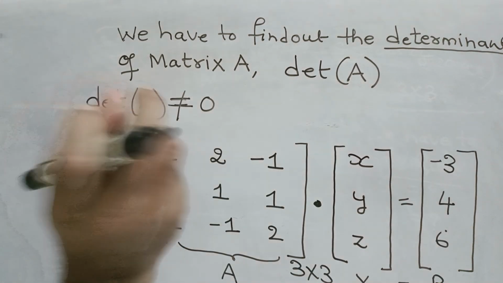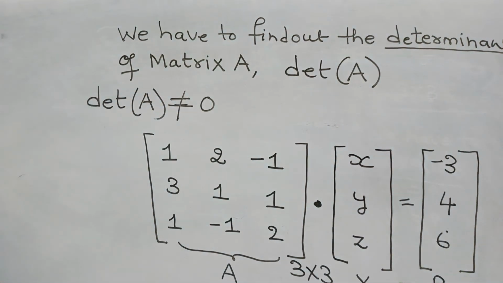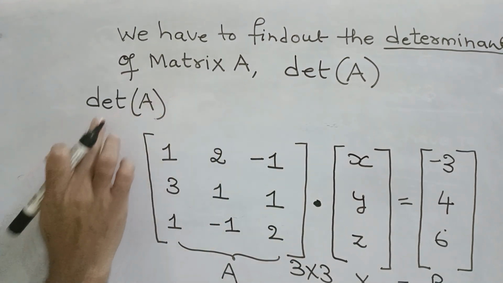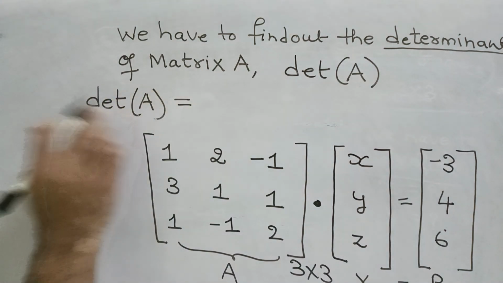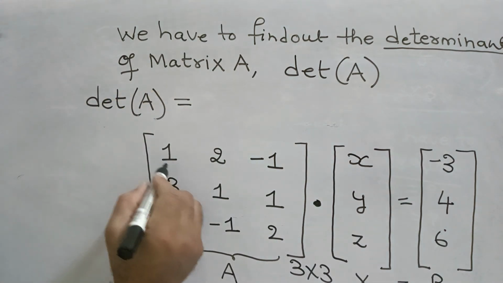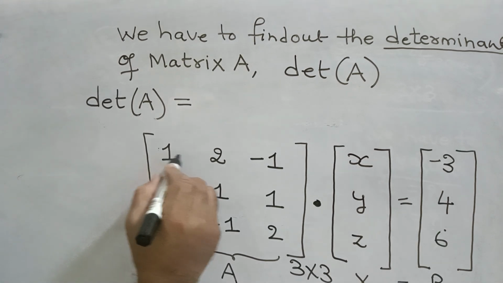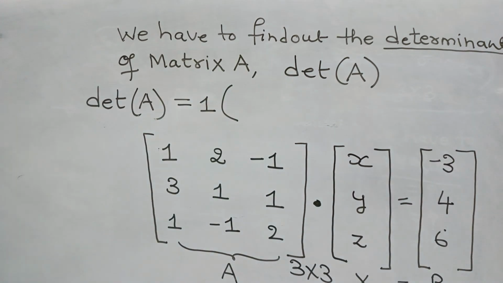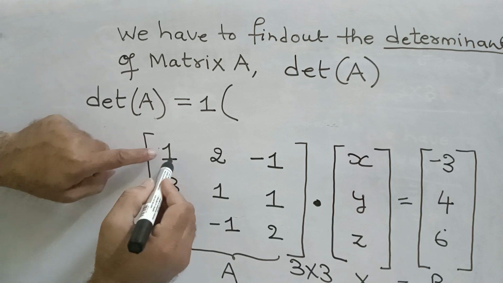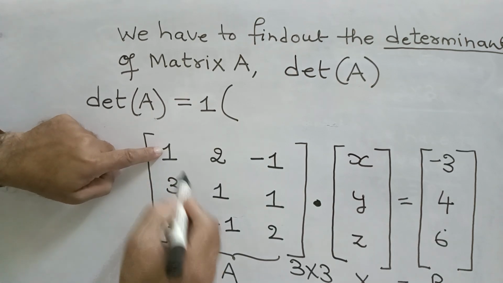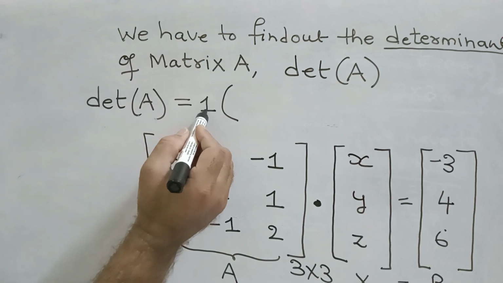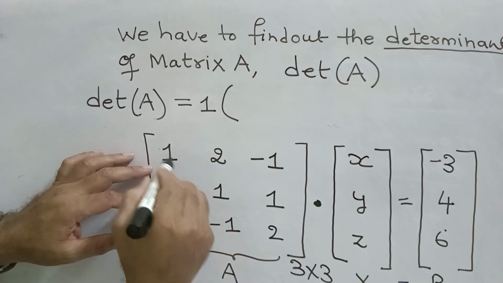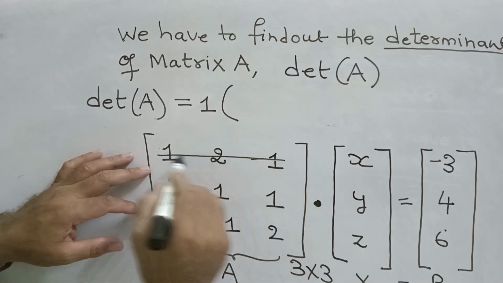Determinant of A, nothing but it is a number actually. What is that number? How will that number be obtained? For that I am going to explain now. Determinant of A is equal to, consider the first row and then first column. Nothing but that can be 1 into, remember that. The first element in the first row and first column. So you have to write 1 into, then forget this one.